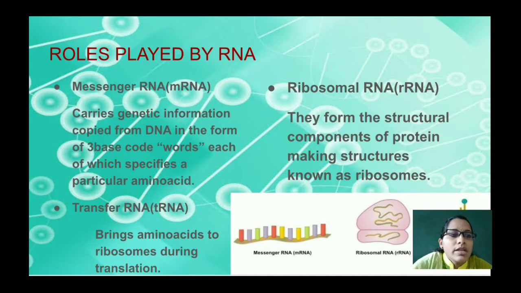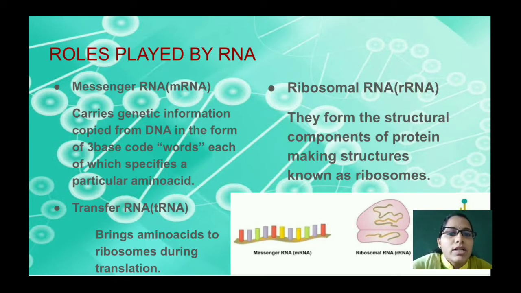So what are the roles played by RNA? We know that RNA is of three major kinds: messenger RNA, shortly called mRNA, transfer RNA, shortly called tRNA, and ribosomal RNA, that is rRNA. Let's understand one by one. Messenger RNA: what does it do? It carries genetic information copied from DNA. From the DNA, messenger RNA copies the genetic information in the form of three-base code words, using the bases I already mentioned, ATGC and AUGC. Each three-base code, such as AUG, specifies a particular amino acid.